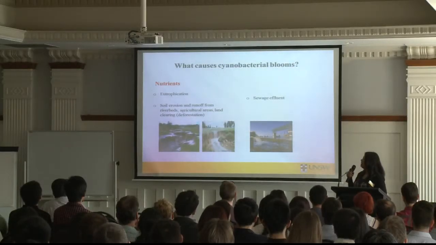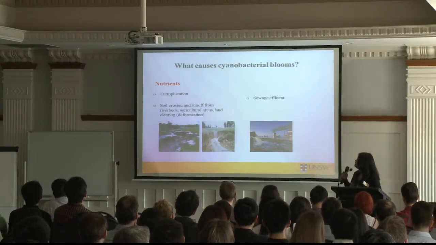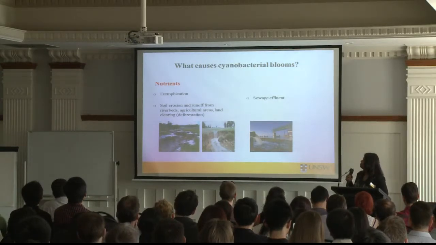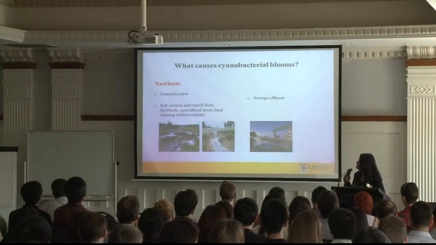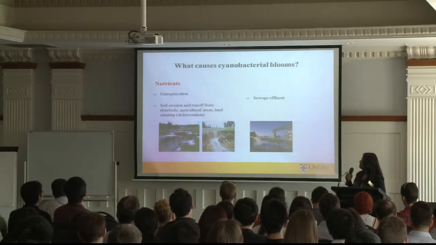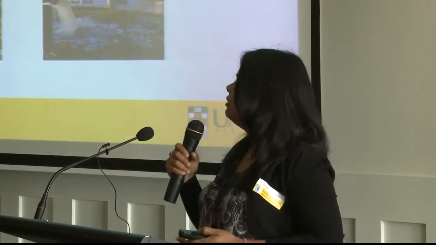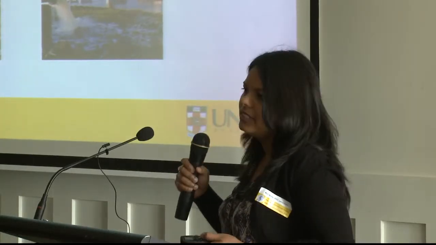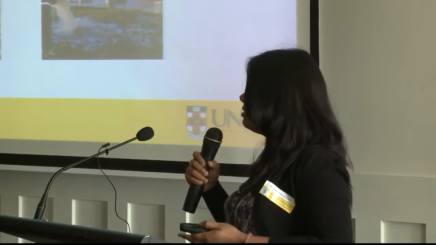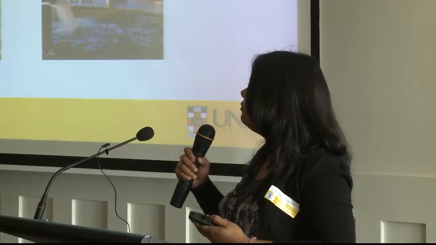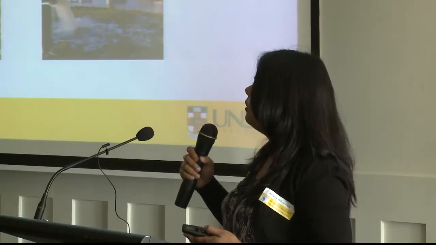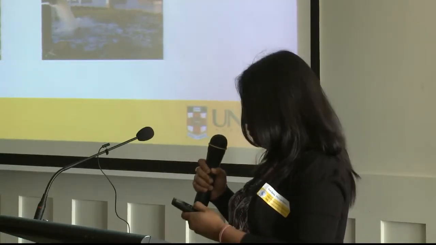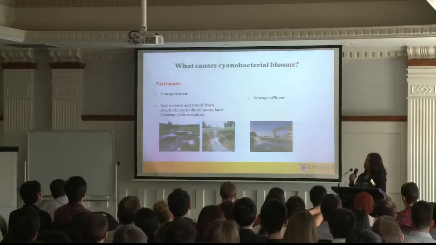So let's try and look at what causes these cyanobacterial blooms. The biggest factor is nutrients. Eutrophication basically means that the water is rich in phosphate, nitrogen and nitrates. Let's say soil erosion or land clearing: the runoff from these, when it mixes into our water bodies, is full of nutrients, and that leads to cyanobacterial blooms. Also, sewage effluents are rich in nutrients.